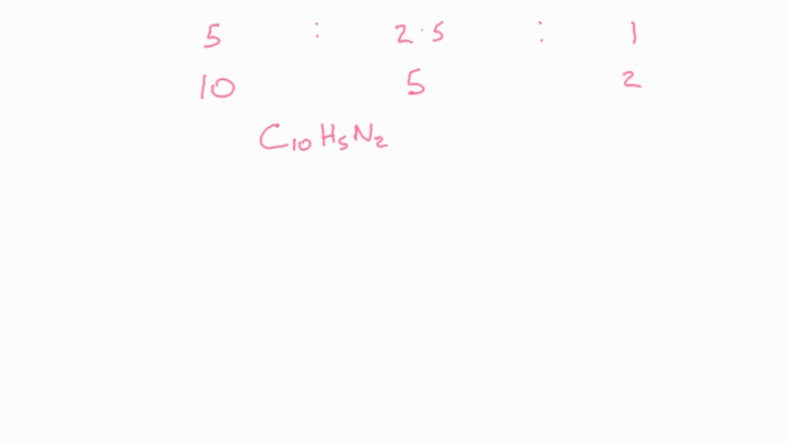Now, the question also tells us that porphyrin has a molar mass, so that's capital M, a molar mass of 306 grams per mole of porphyrin. Now, if we want to calculate what the molecular formula of porphyrin is from our empirical formula, we need to work out what the molar mass of our empirical formula is.